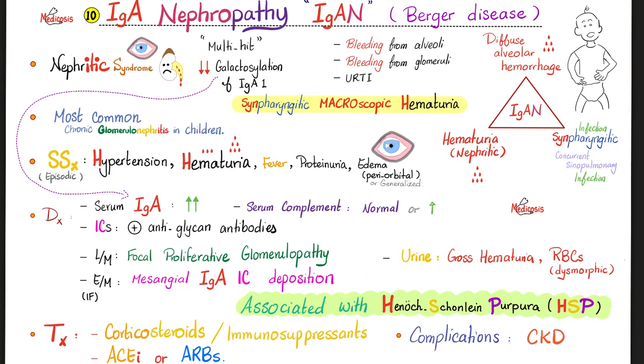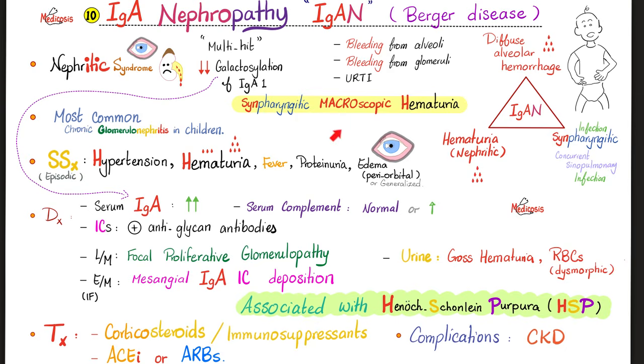Next, IgA nephropathy, Berger disease with E, not UE. If you see BUER, this is thromboangiitis obliterans, which is a totally different condition. Nephritic for sure, and this is a clinical triad of bleeding from my alveoli, bleeding from my glomeruli with synpharyngitis. At the same time this is happening, I also have pharyngitis, or at the very least 1 to 2 days later. It's the most common chronic glomerulonephritis in children.